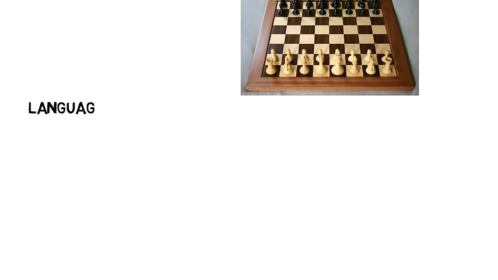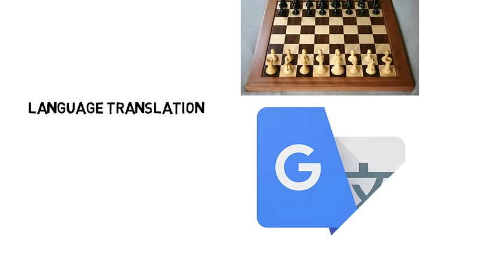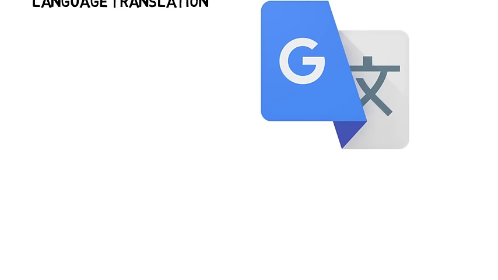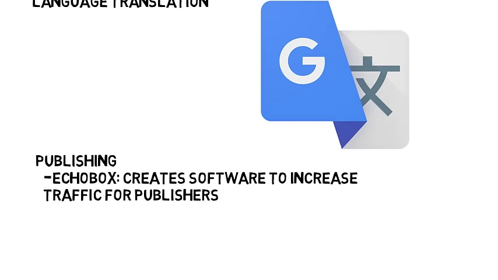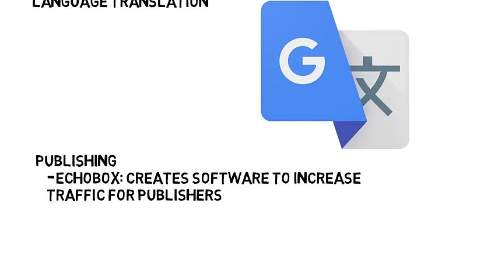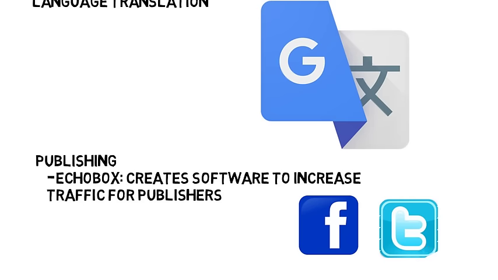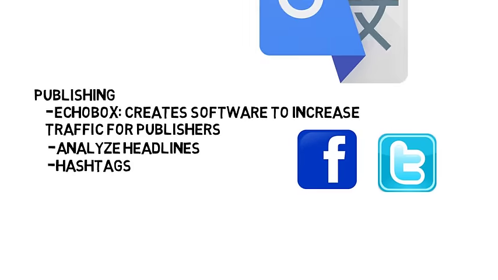It's being used for language translation, such as Google Translate, or on YouTube to generate subtitles simply based on audio. It's being used for publishing. For example, the company Echobox is creating software to increase traffic for publishers by analyzing how certain people respond and interact with different articles, and then strategically posting content on various platforms like Facebook or Twitter. It can analyze headlines that best serve your audience, look up hashtags that'd be the best to use, and more.